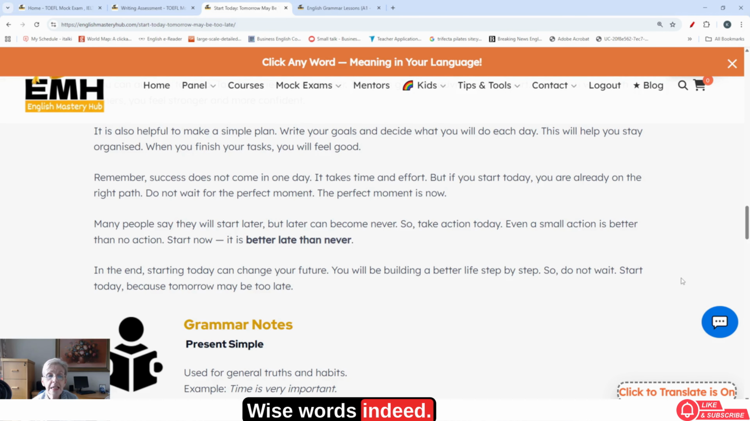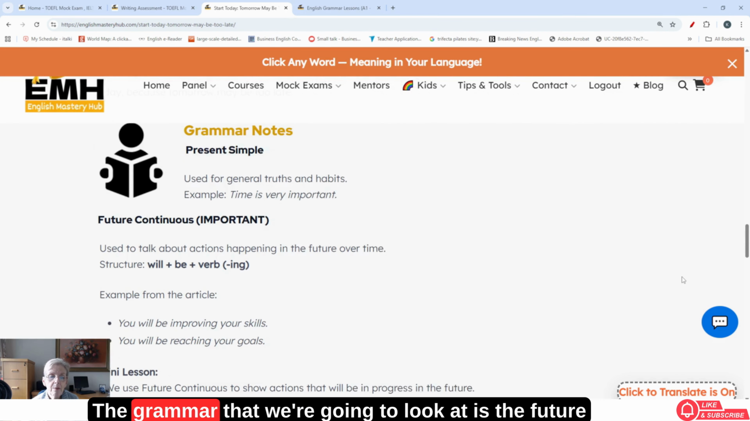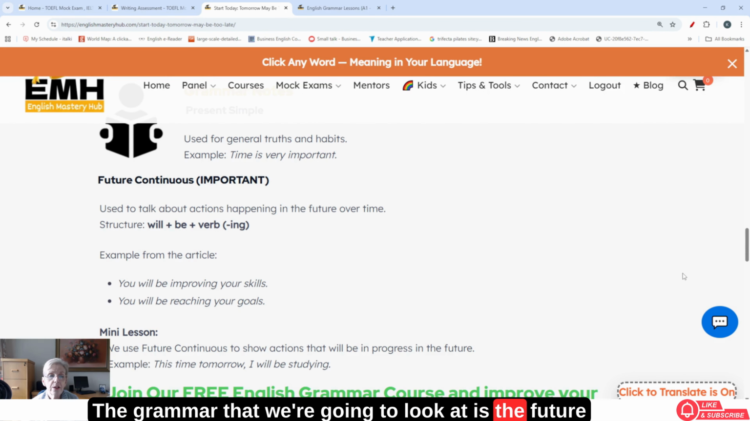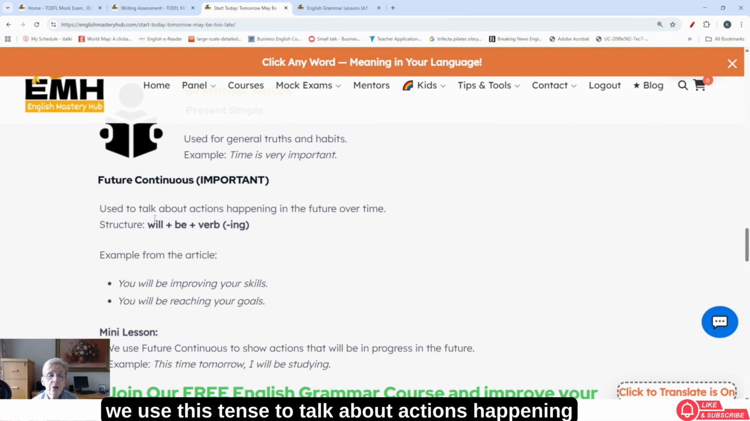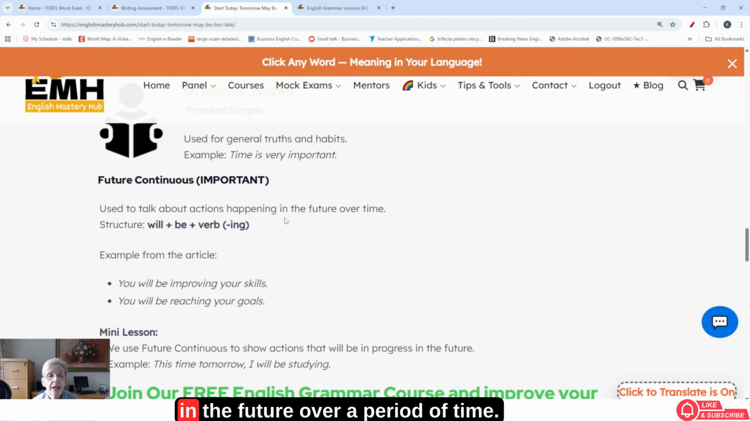Wise words indeed. The grammar that we're going to look at is the future continuous tense. And we use this tense to talk about actions happening in the future over a period of time. I will be studying at university next year. You will be improving your skills. You will be reaching your goals.